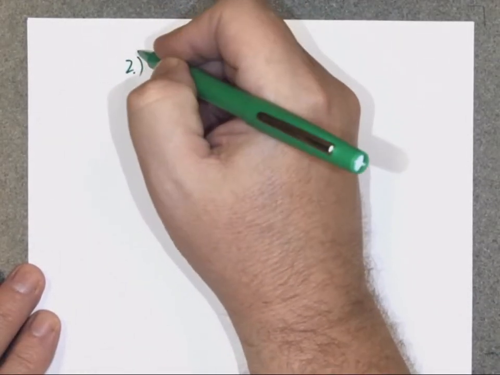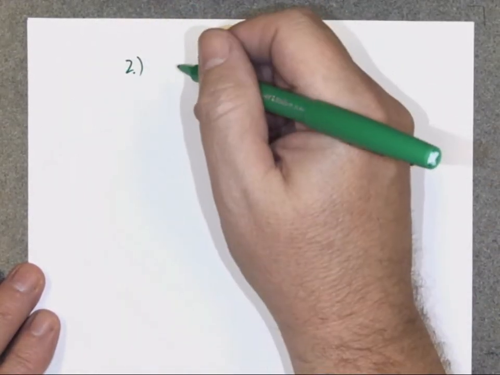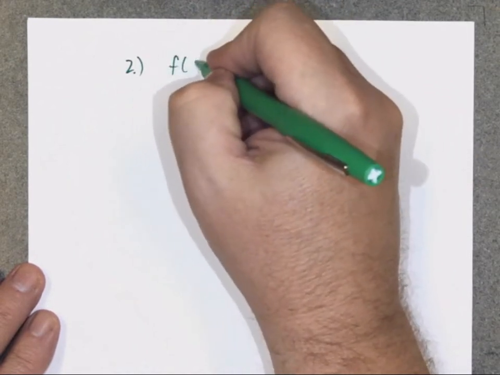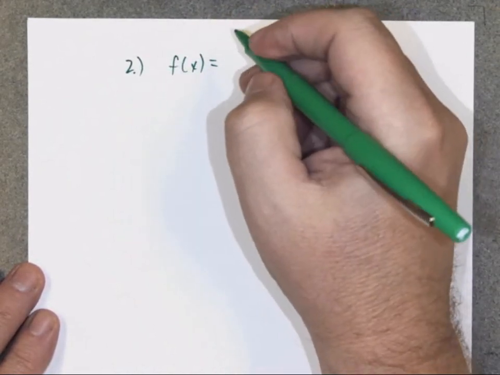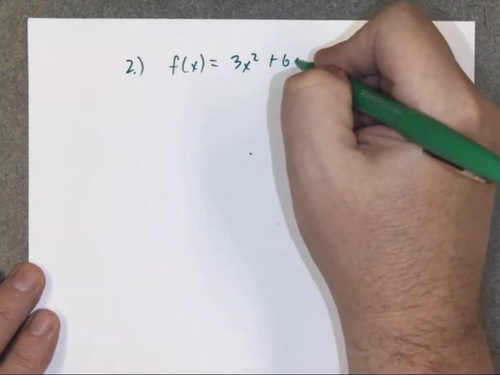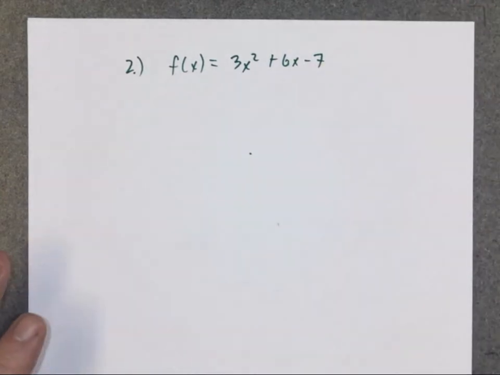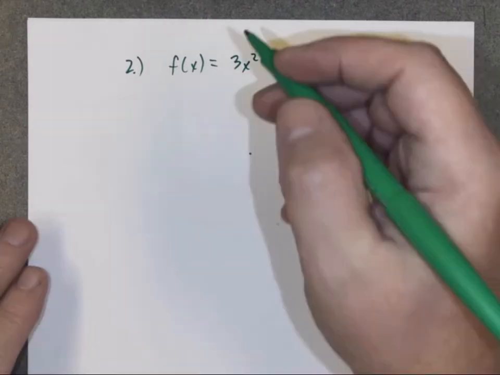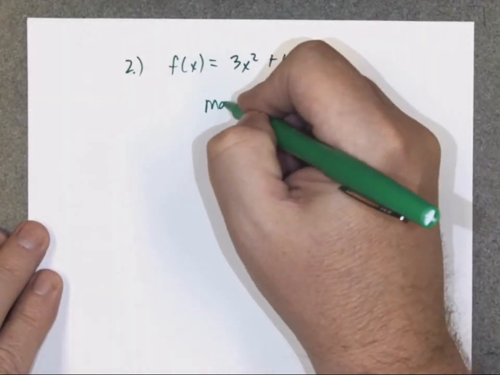So if you look at number 2, once again, they give me a quadratic function. In this case, my problem is 3x squared plus 6x minus 7. Let me read the actual problem. Determine, without graphing, whether the given quadratic function has a maximum value or a minimum value, and then find the value. So basically, a two-part question.